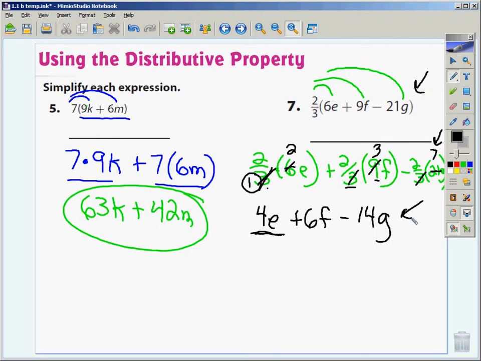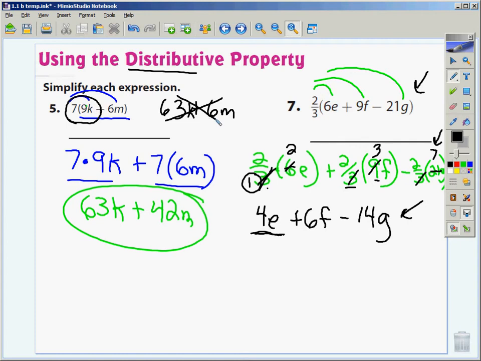This step. But I'm going to tell you the biggest mistakes that people make with the distributive property is they'll do this. 7 times 9 is 63k. And they'll write plus 6m. What's wrong with that? Lacey? They didn't finish it. Did everything on the inside get its fair share of what's on the outside? No. You have to make sure if you're distributing that everything on the inside gets its fair share of what's on the outside of the parentheses. So this one wouldn't be correct.